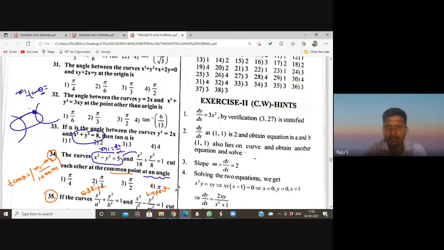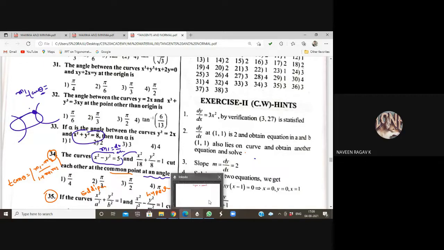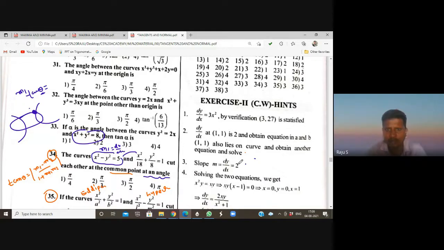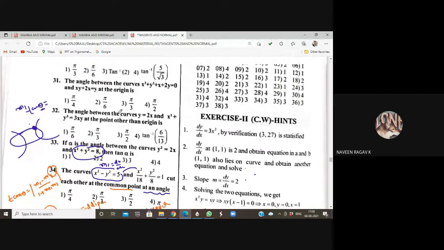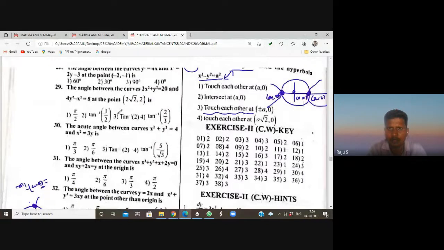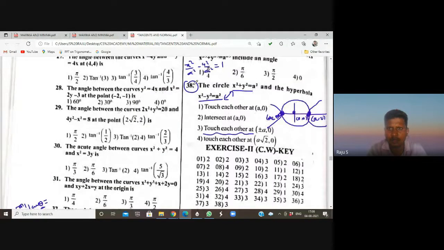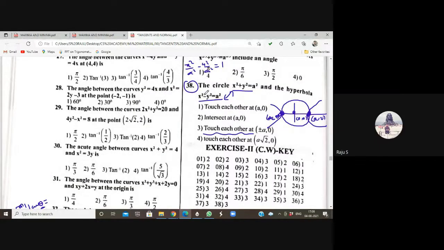Increasing, decreasing also, right? So first, sir, can you do one sum of this type, sir? The angle between this hyperbola and the ellipse, the two curves. Shall I do this? Question number 38. Okay, sir.